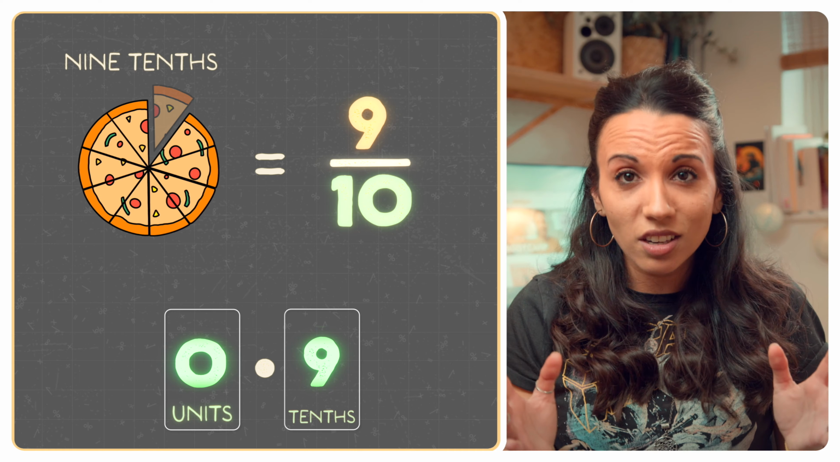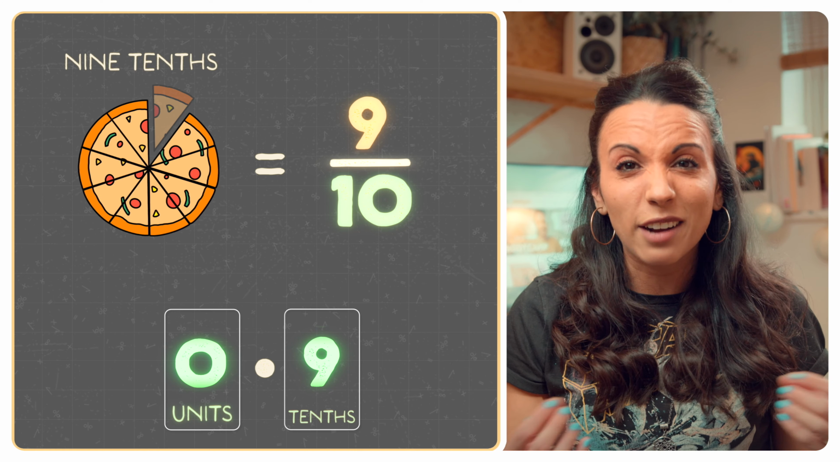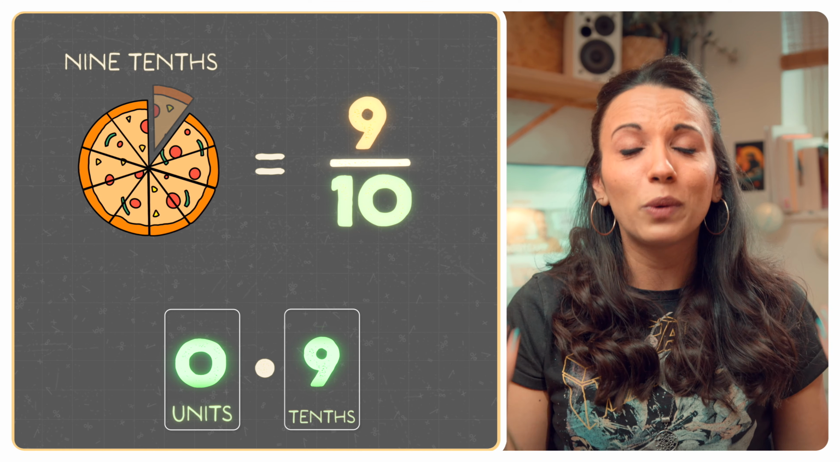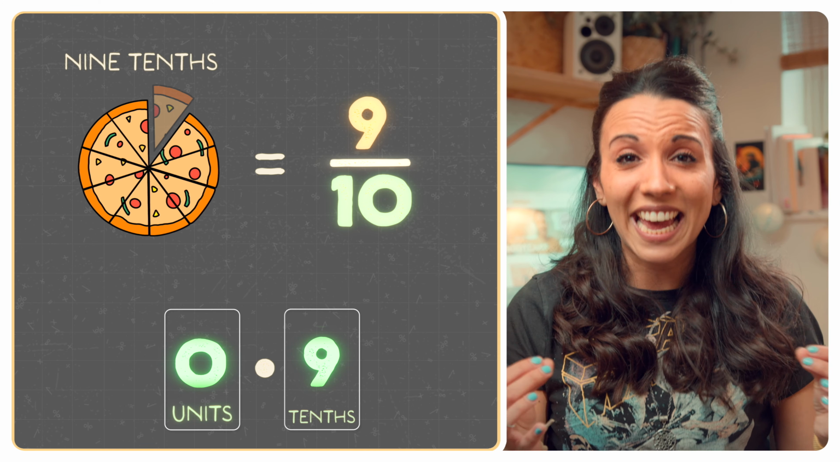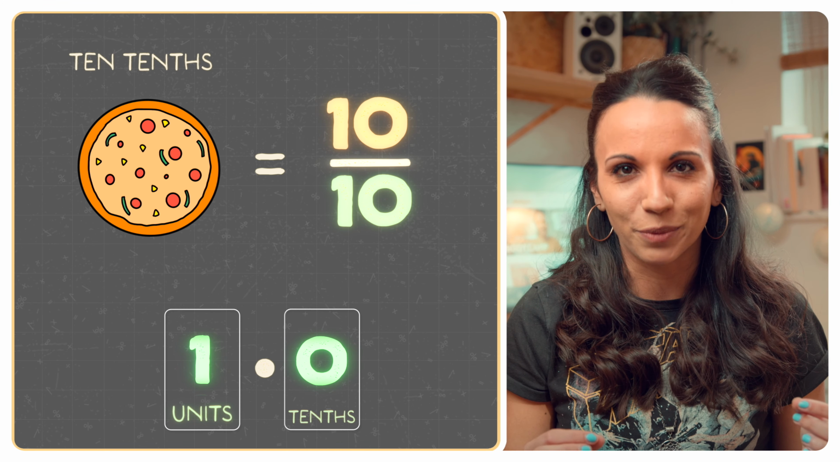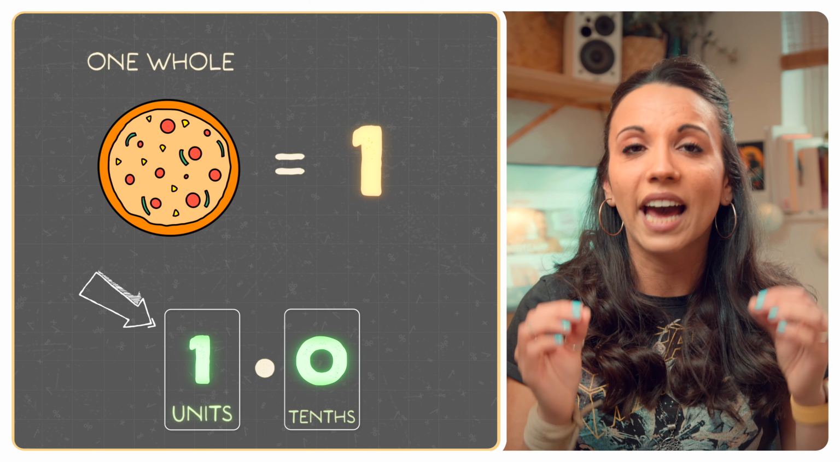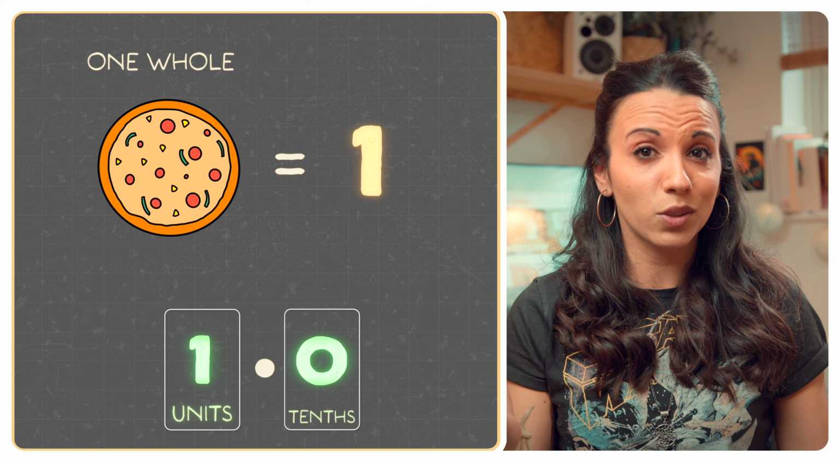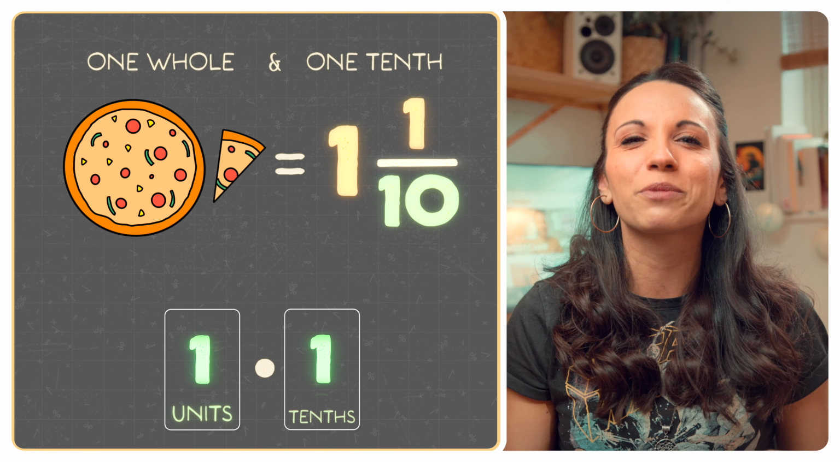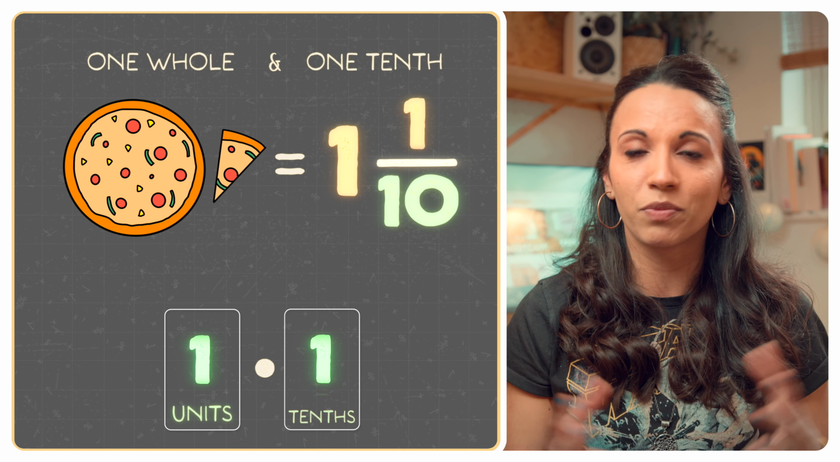But then, just like with our whole numbers earlier, we run out of digits. What do we do if we get another tenth? Well, 10/10 is the same as 1 whole. And remember, the whole parts go to the left of the decimal, so we have 1 whole and no extra tenths. Unless we get another tenth of pizza, in which case we'd have 1 whole and 1/10, or 1.1.